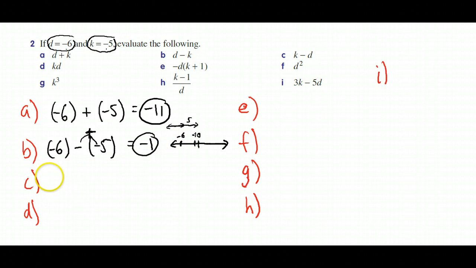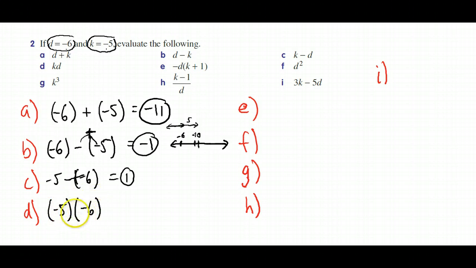Okay, in C we've got k minus d. K is negative 5 and d is negative 6. So this time those two minuses become a plus. Negative 5 plus 6 is 1, positive 1. In D we've got kd. K is negative 5 and d is negative 6. Negative 5 times negative 6 equals 30, and negative times a negative equals a positive.